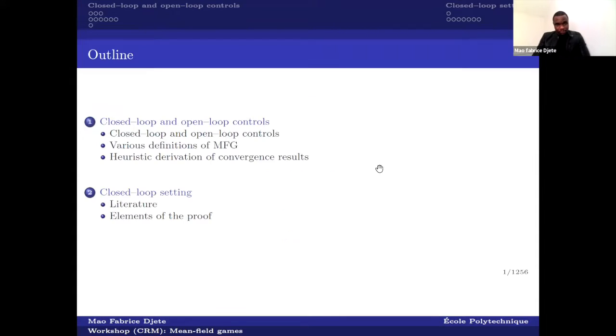So just to give the outline, don't you worry, there are not a thousand slides. Just a mistake. I couldn't remove it. But there are not a thousand slides.